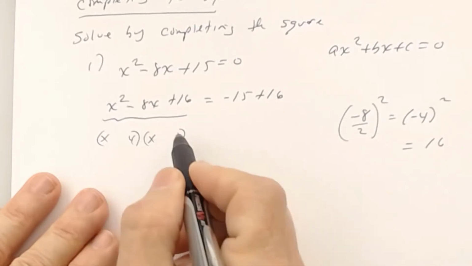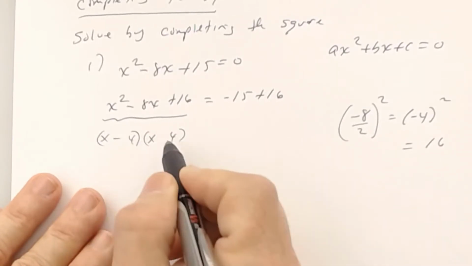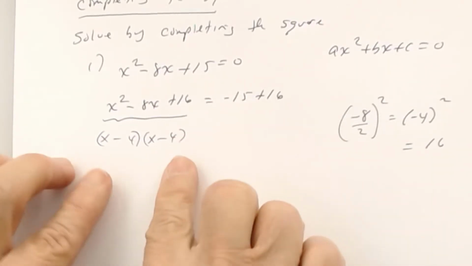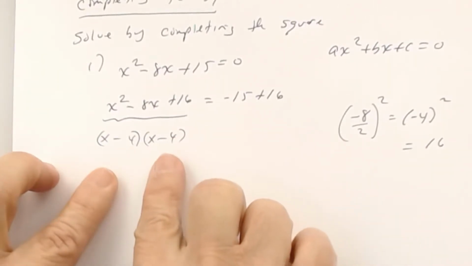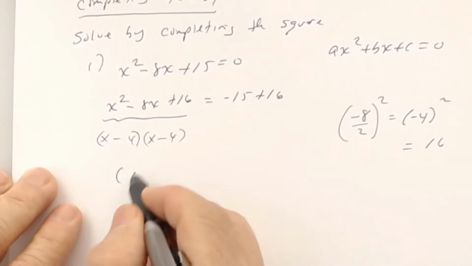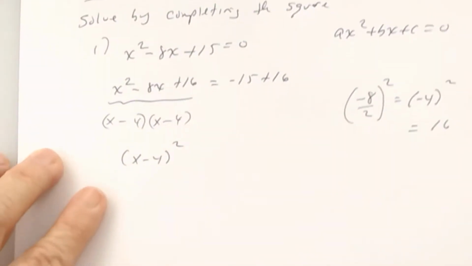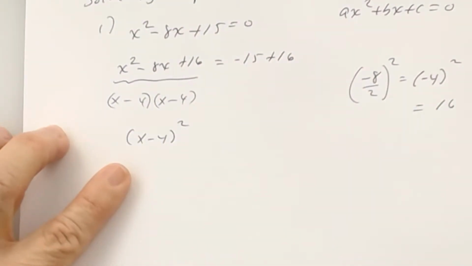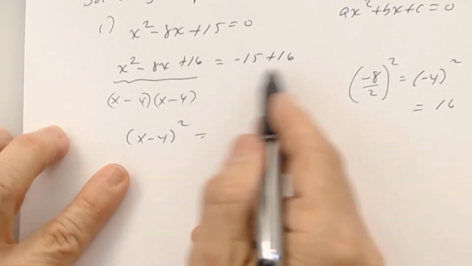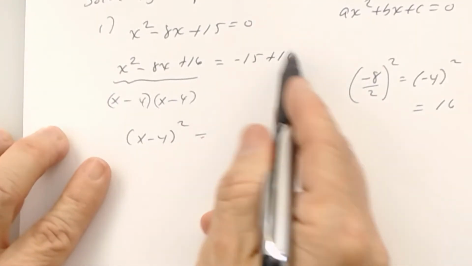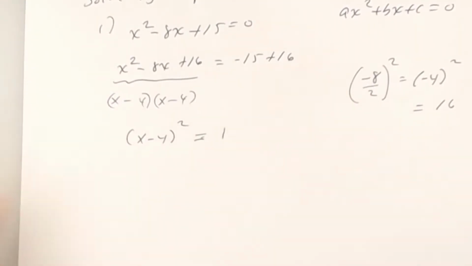X, 4, and both what? Negative. They're always going to be the same. So you'll always be able to write this as a binomial squared, just like that. Okay? And that's going to equal whatever this sum is. What's this sum right here? 1. All right, so that was number 3.